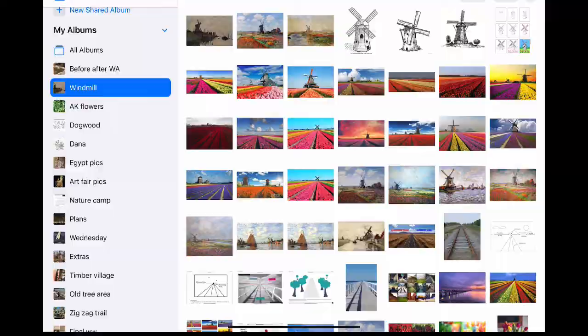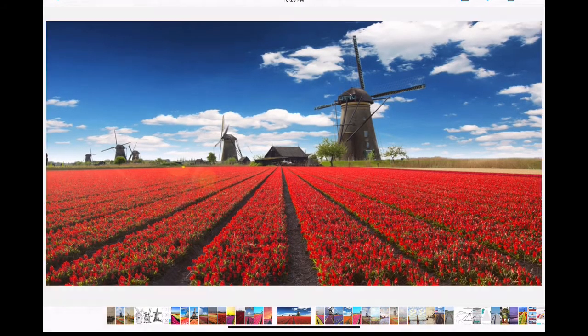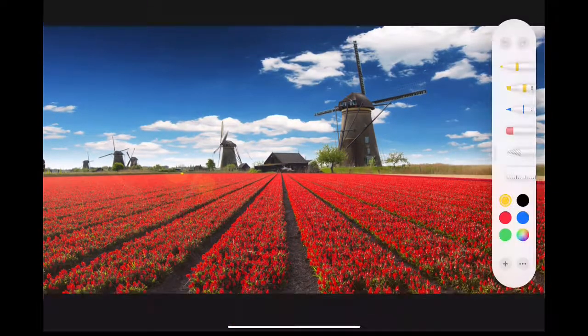Now we're going to look at one more and try and check it out, and then we're going to do this in real life. So here I have my windmill. Is the windmill where the vanishing point is?